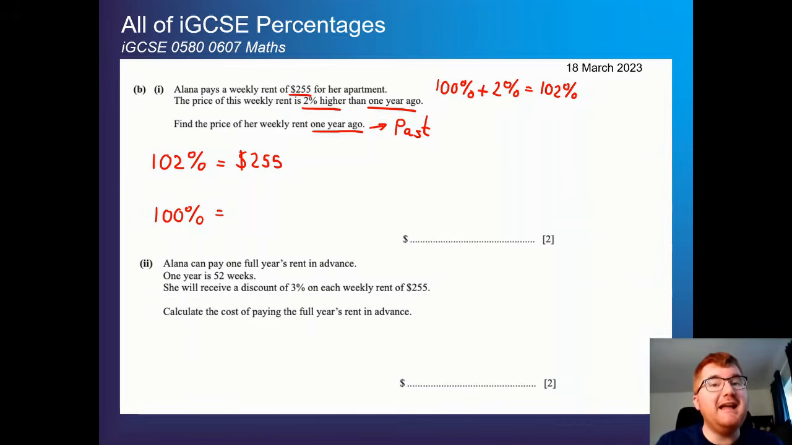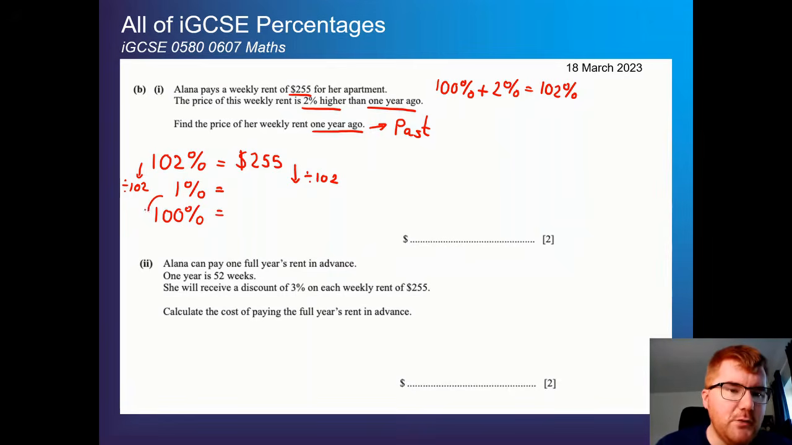So by structuring it in such a way, it then lends very nicely to the calculations that we're going to do. So we need an intermediary step. We need a step in the middle. And the way we can do this is a so-called unitary method. So I'm going to divide both sides by 102. If I do that, well, 102 divided by 102 is equal to 1. So the key thing here is to try and get it into 1%, and then we can work out 100%. So if I want to go from 1 to 100, well, I just times it by 100, doing the same on both sides. So my calculation here to actually work out the correct answer is to take the $255, get that 1% by dividing by 102, and then multiplying by 100.